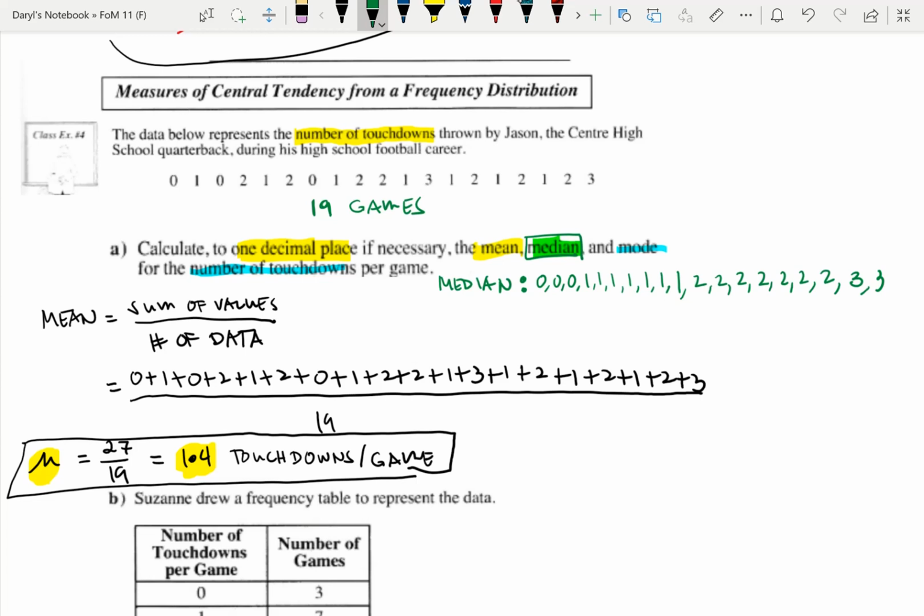In getting the median, again you sort and then find the middle. It's 19 games, so it should be the middle one. The middle part here is this one, so that would be my median. Therefore the median is 1. So the median is equal to 1 touchdown per game.